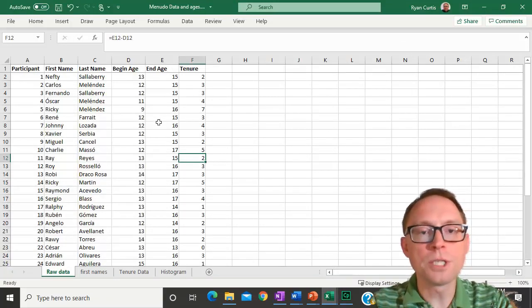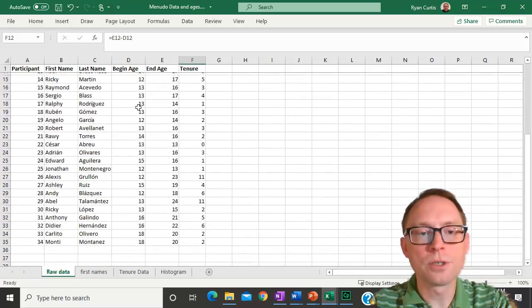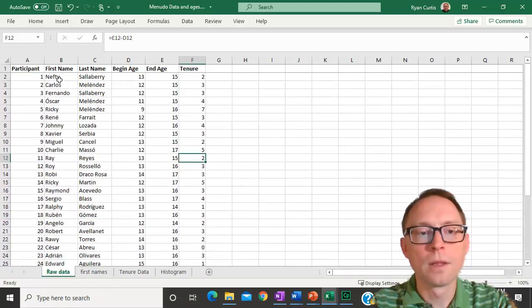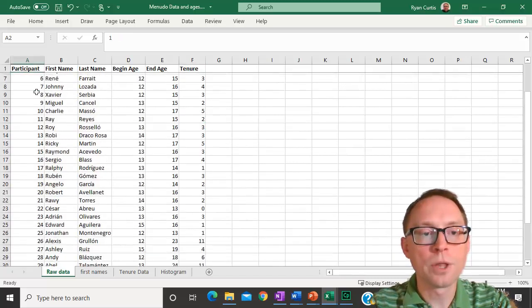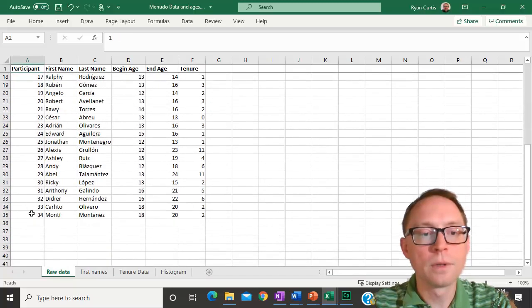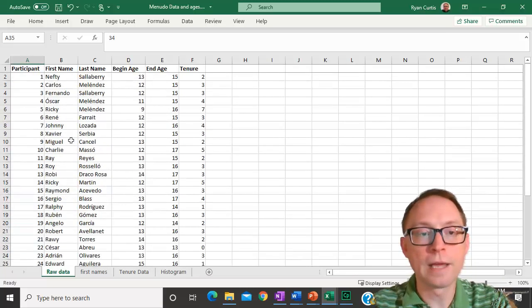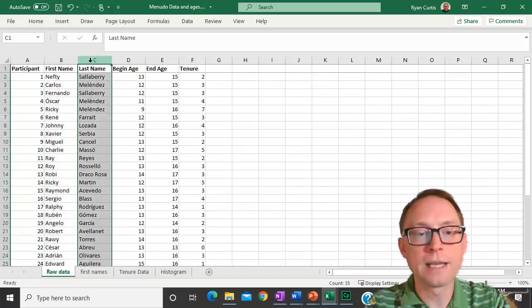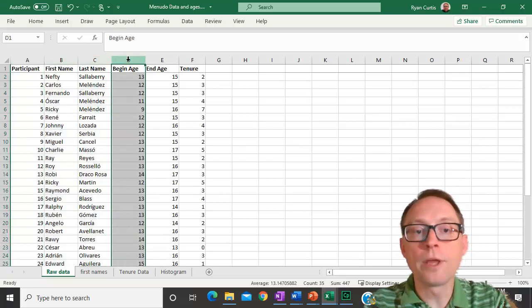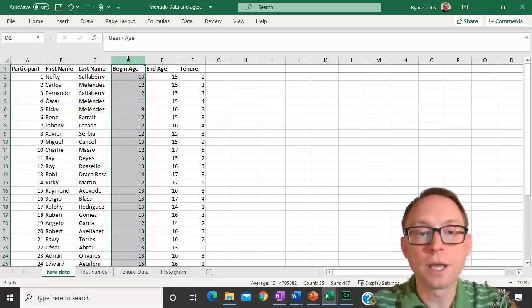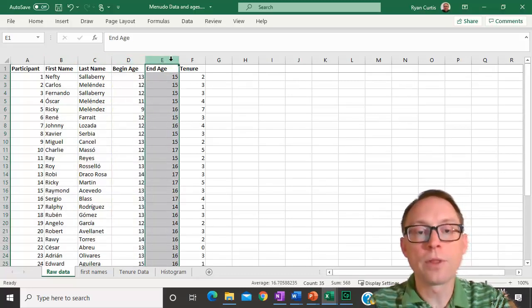So what you see right here is a distribution of data. These are all the members of Menudo. There were a total of 34 members of Menudo. These are each of their names. This column is the first name. This column is their last name. This is how old they were when they started singing in Menudo. And this is how old they were when they ended.